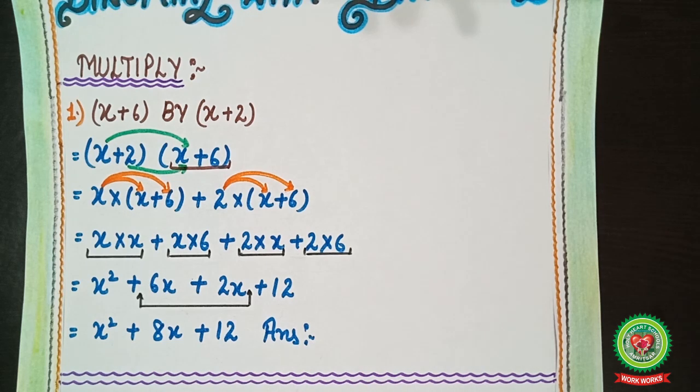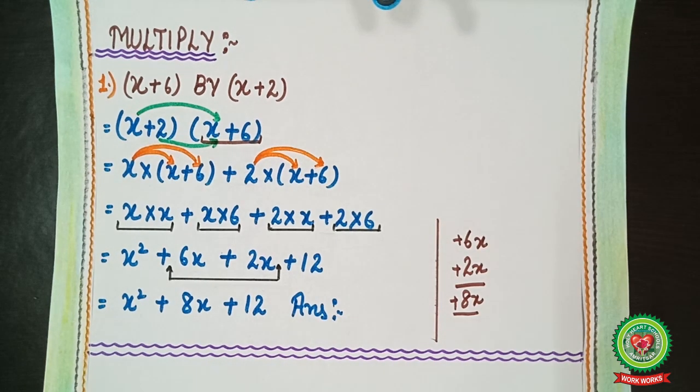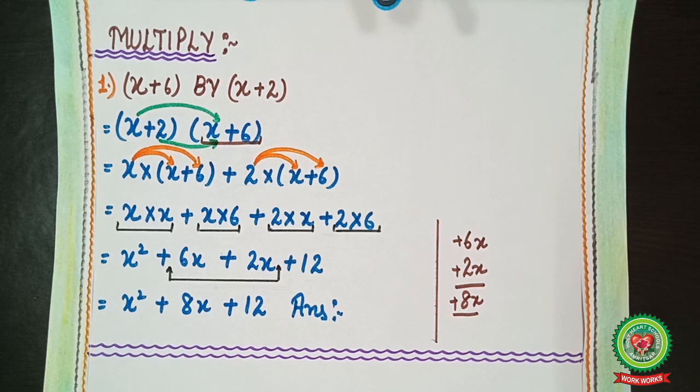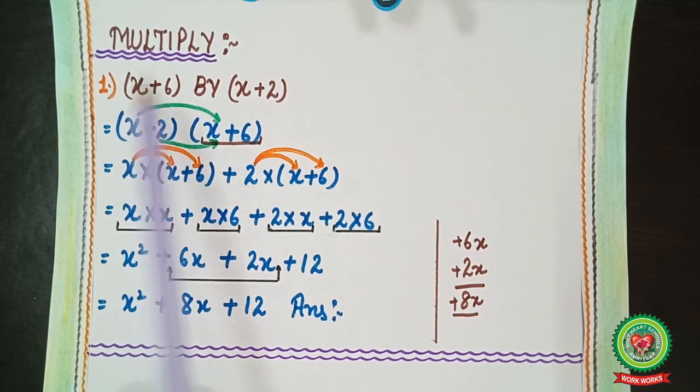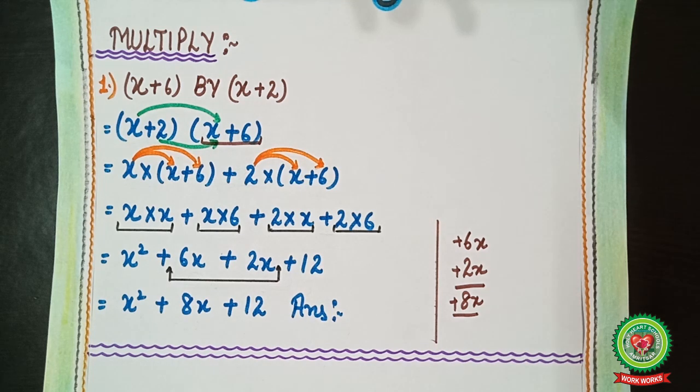You can do it as simple as that, or you can have a partition line to the right hand side, or you can solve here like plus 6x plus 2x, it will be plus 8x. So here you will write plus 8x plus 12. So here's the answer, x squared plus 8x plus 12. This is the answer for this binomial with binomial multiplication. So now move to another example.